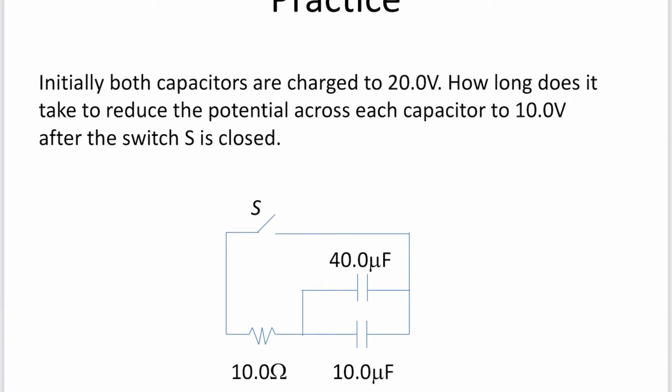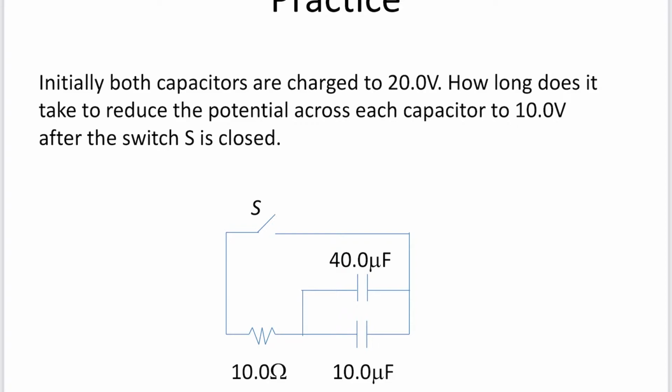In this practice, initially both capacitors are charged to 20 volts. How long does it take to reduce the potential across each capacitor to 10 volts after the switch S is closed? At first, we find the equivalent capacitance.